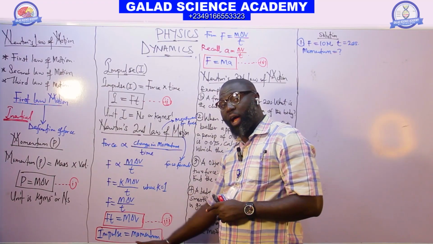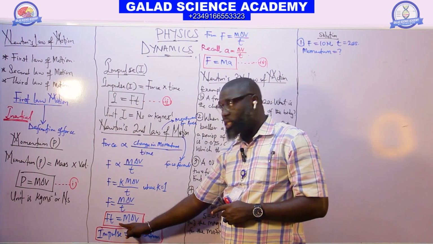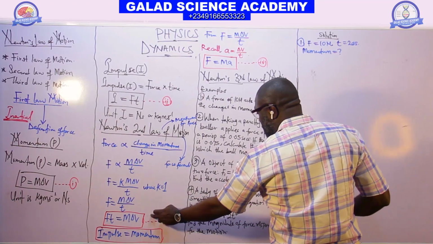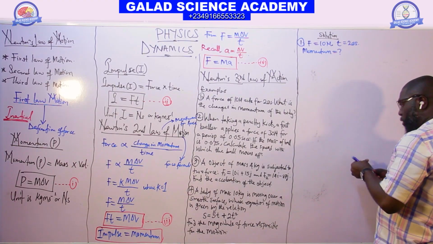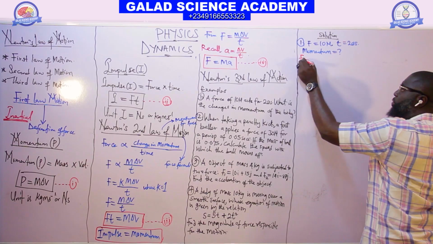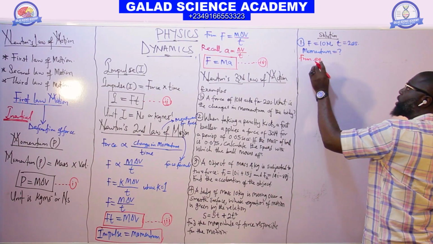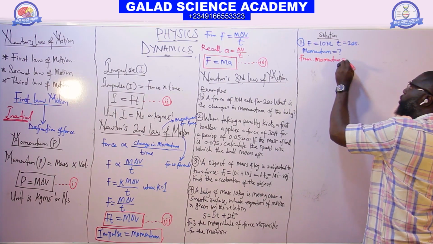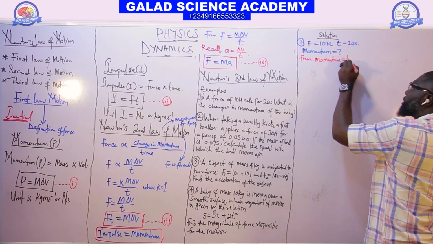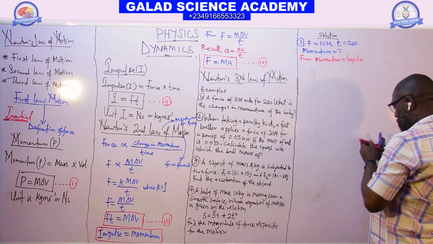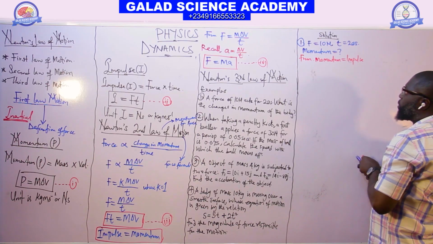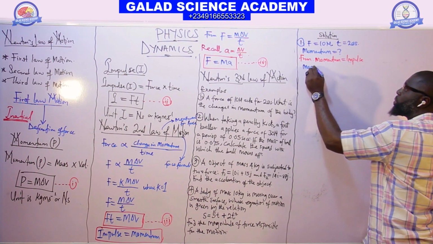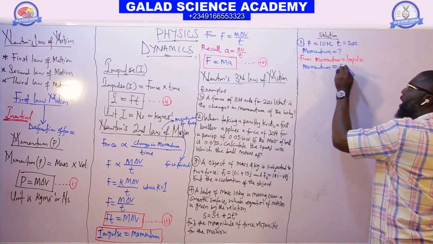I said momentum and impulse are the same. So the momentum is equal to the impulse. Impulse is Ft. Therefore, momentum is also Ft. So you will apply this formula, equation 3, and say that momentum is equal to impulse. Therefore, we can have that our momentum is equal to Ft.